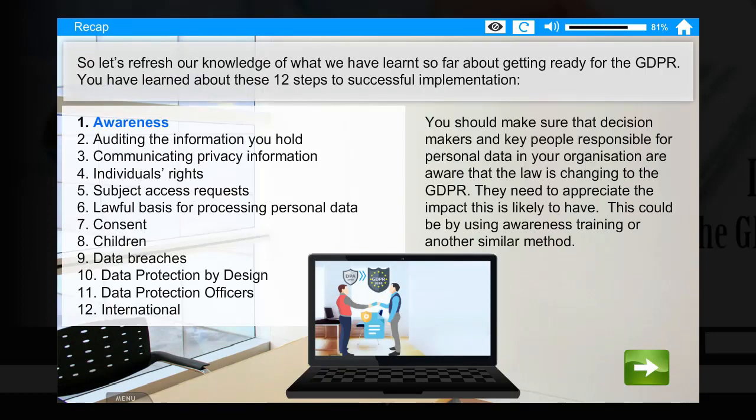So let's refresh our knowledge of what we have learnt so far by getting ready for the GDPR. You've learnt about these 12 steps to successful implementation. Step 1. Awareness. You should make sure that decision makers and key people responsible for personal data in your organisation are aware that the law is changing to the GDPR. They need to appreciate the impact this is likely to have. This could be by using awareness training or another similar method.